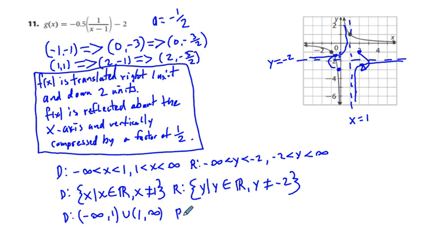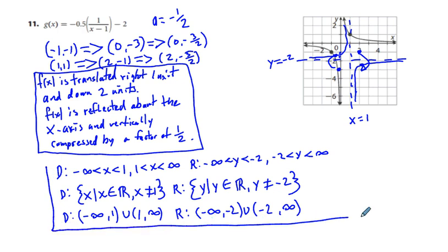Our range is going to be greater than negative 3 to less than negative 2, union, greater than negative 2 to less than infinity. So there we have our domain and range, and inequality, set, and interval notation.